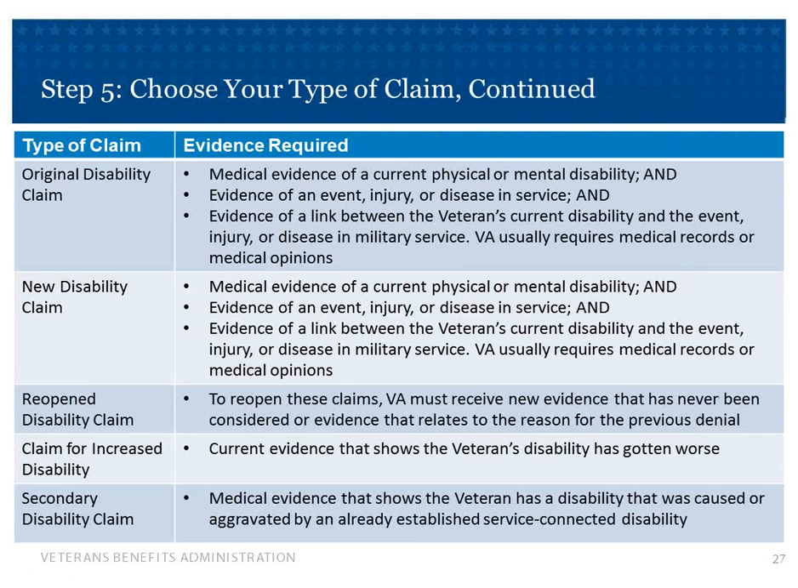This chart denotes what type of evidence is necessary for which type of claim. For example, if the claimant is filing for increased disability, he or she will need current evidence that shows his or her disability has gotten worse. Most types of claims require some type of medical evidence that shows that the condition exists, the degree of impairment, and increased severity.